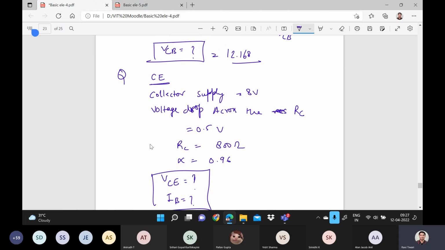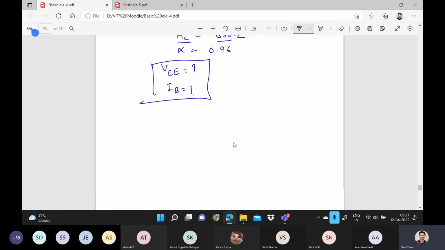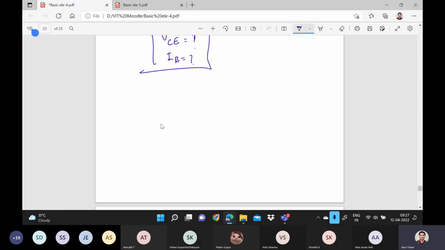Those are the 2 points that we have to calculate. And they gave so many things. They have given the collector supply, that means VCC. Then they said that the voltage drop across the RC is 0.5 volts. They gave the value of RC, that is 800 ohms. Alpha is also given to us. So what is the first step? You always draw the circuit.